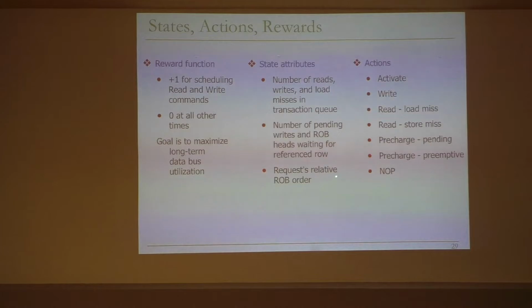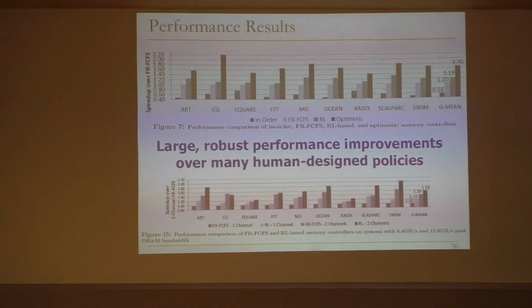They need to specify the state attributes, but you could also learn these state attributes. I think in our case, we did a lot of simulation to figure out the state attributes. And you need to specify the actions. And I think these are a lot simpler. Reward function can be tricky, of course, but it's much more simple than coming up with a policy that's good at many possible metrics. Okay, and we showed that you can actually get large, robust performance improvements over many human design policies in this case.